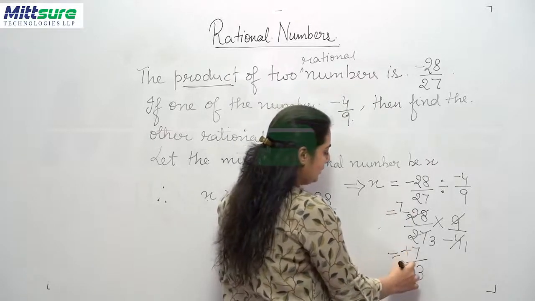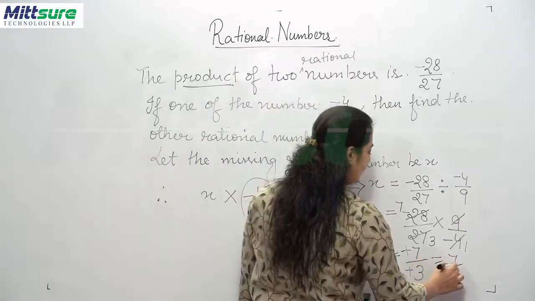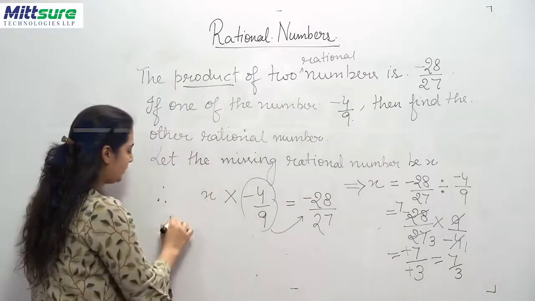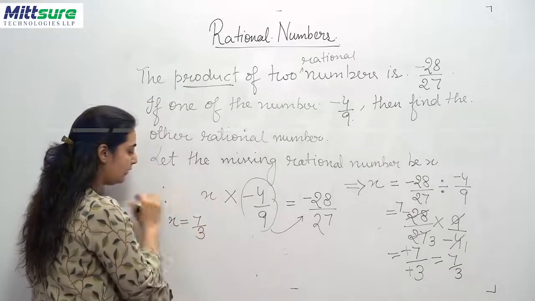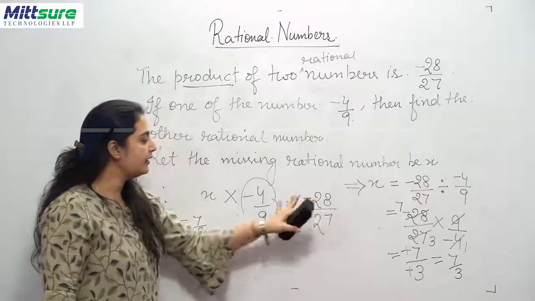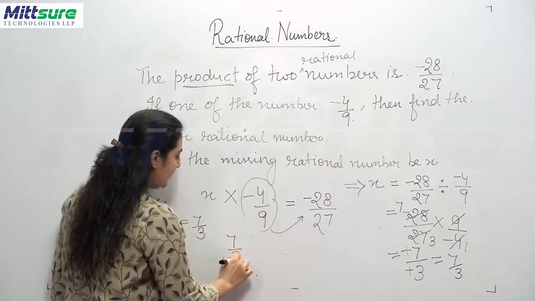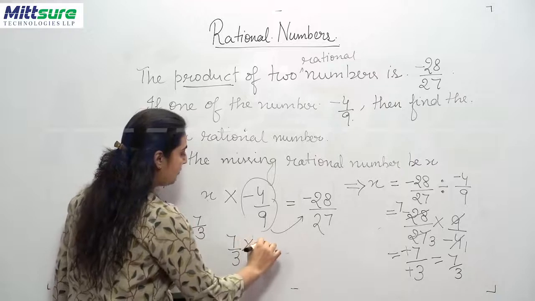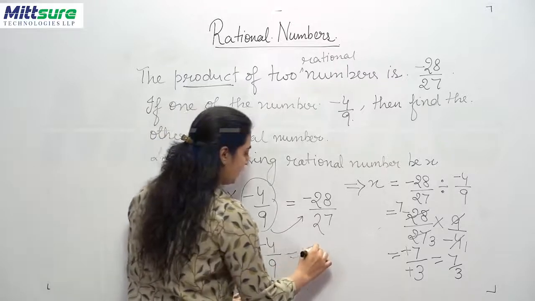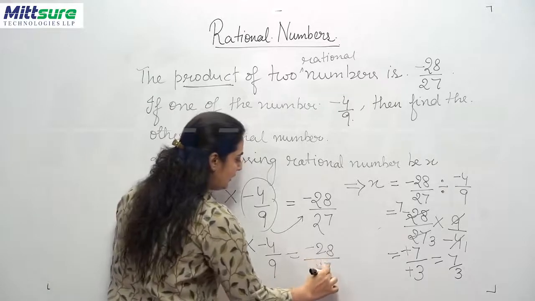Now these two negative signs will be cancelled, and the quotient which I will get is 7 upon 3. Clear? Now the value of x comes to be 7 upon 3. Now let's substitute the value of x here and verify whether we are getting the same product or not. So 7 upon 3 instead of x multiplied by minus 4 upon 9. So 7 multiplied by minus 4 is minus 28, and 3 multiplied by 9 is 27.